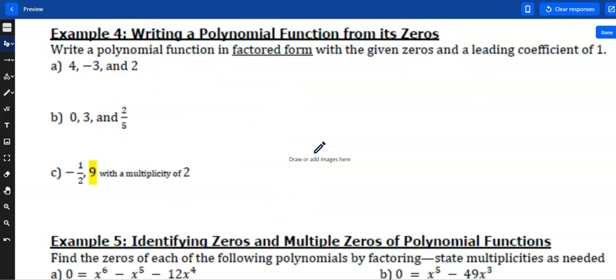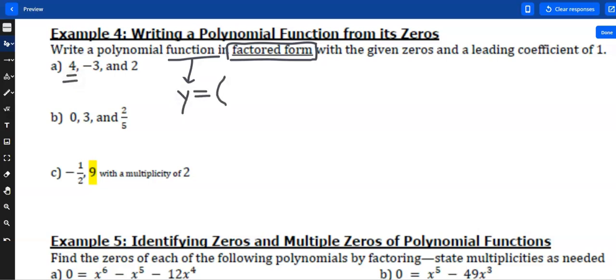On example 4, it says write a polynomial. Now, key thing right here is that kids need to pay attention to where it says factored form. Nobody said multiply it all together. Not a single person said multiply it all together. Everybody just said write a polynomial in factored form. Now, to be a polynomial function, we would have to be y equals. So we are going to have to start off with y equals.